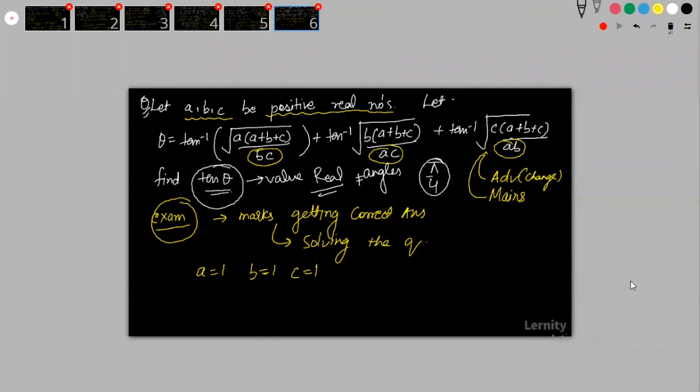But right now, because they have given positive values, I cannot take 0. First thing, B and C are in the denominator, and 0 is not a positive number. So the second best guess is, I can take A, B, and C as 1, 1, and 1.